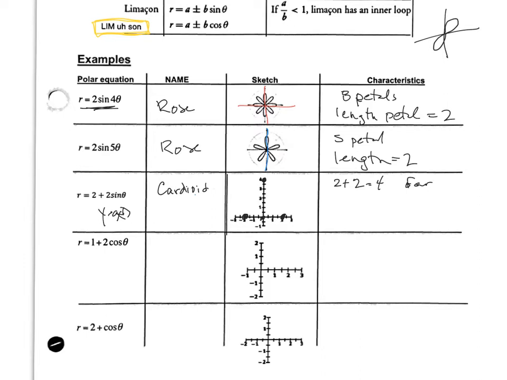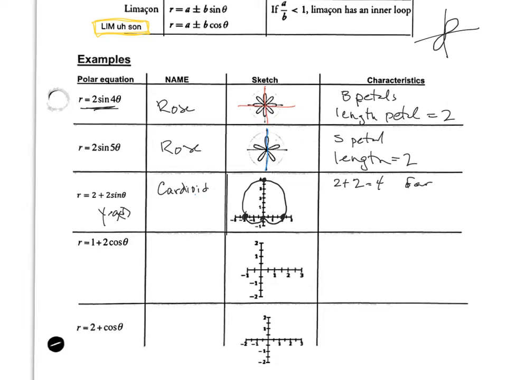So when you go to look at that graph, and this is a little bit hard to draw when you don't have the polar grid, this is what a cardioid looks like. It just has a little dent in it, and the dent is going to go through 0, 0.